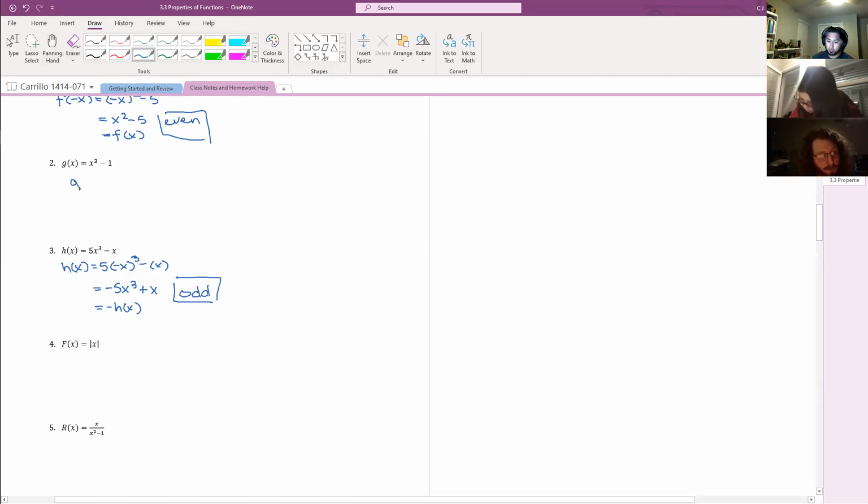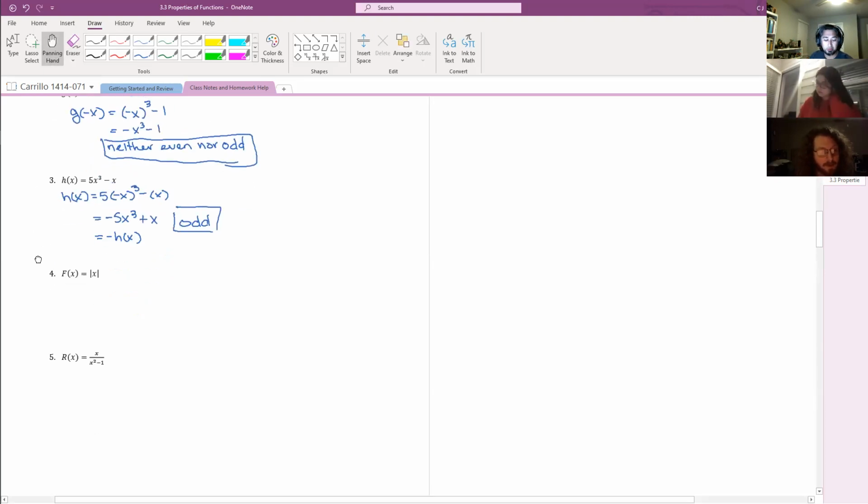So we want to plug in negative x for every x, which will give us negative x cubed minus 1. Anything raised to an odd power will keep its original sign. So this becomes negative x cubed minus 1. Now not all the signs change, so this one is then neither even nor odd. And you could probably just write neither. And as always, box your answers. So Robert doesn't have to chase him down.